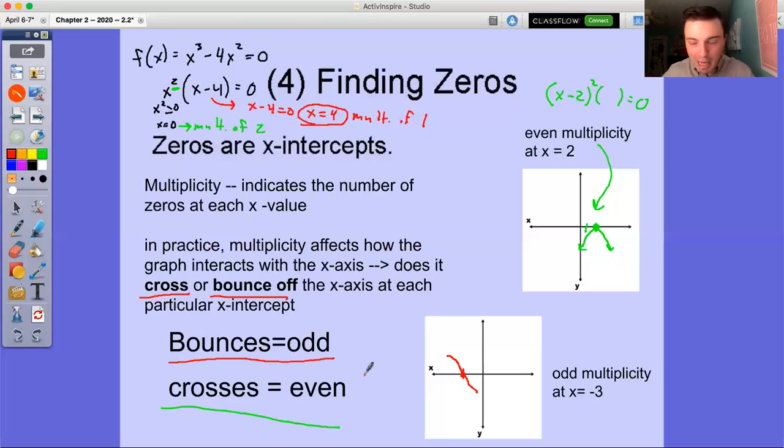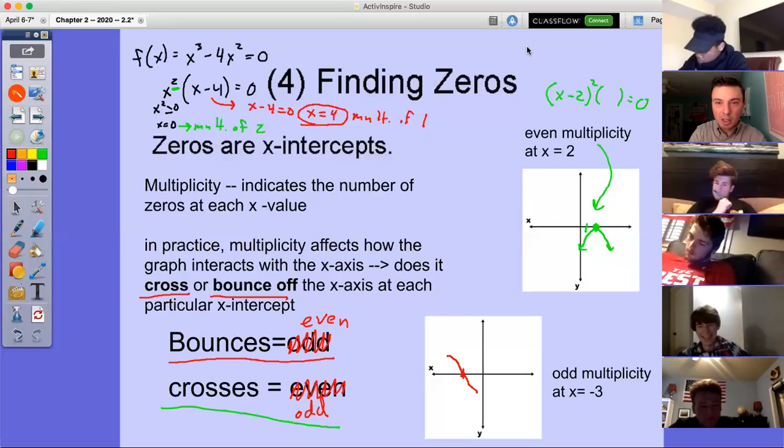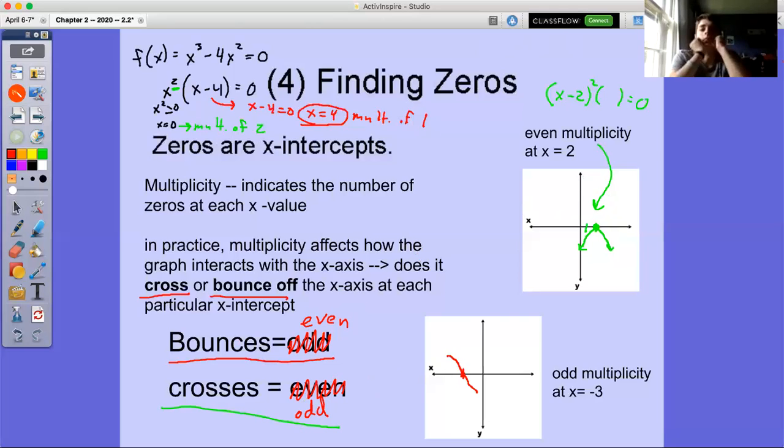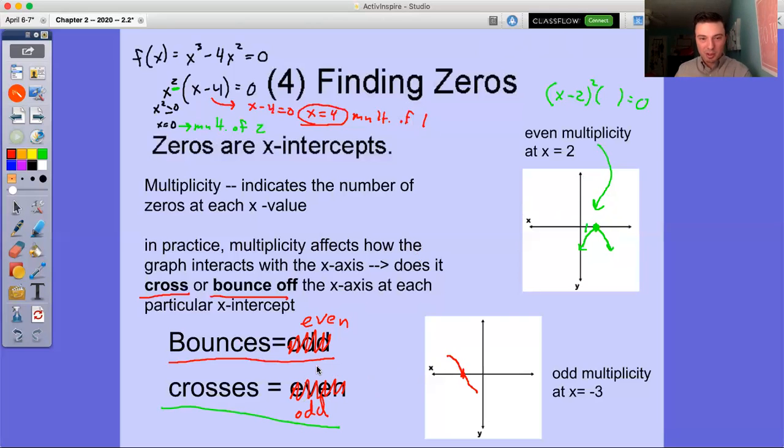Hold on, I have this written backwards, guys. It bounces at even and crosses at odd. Bounces at even multiplicities. See that? Bounces at the even multiplicity, crosses at the odd. Any questions about that now that I said that backwards? Are we all good with the correction? Yeah. Okay. I had it written backwards originally. So even multiplicities, it bounces. Odd multiplicities, it crosses.